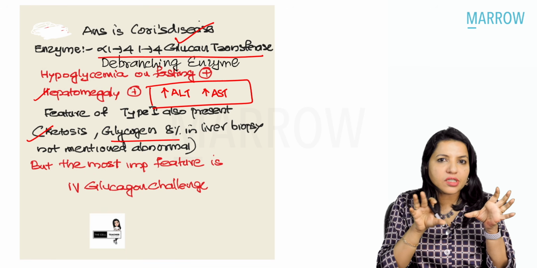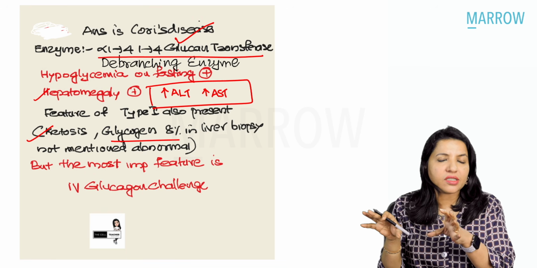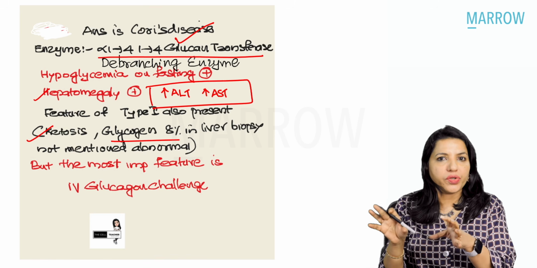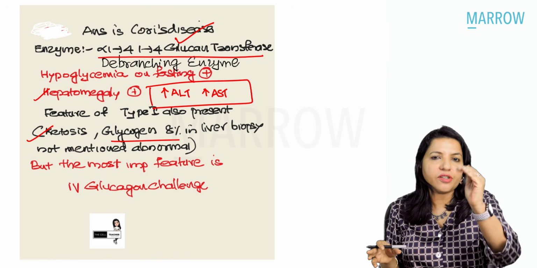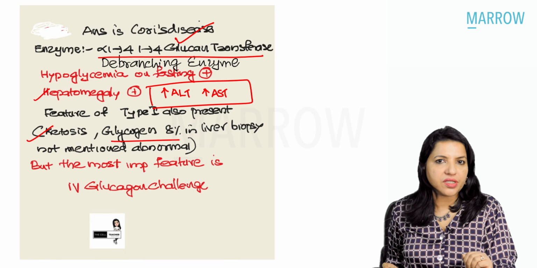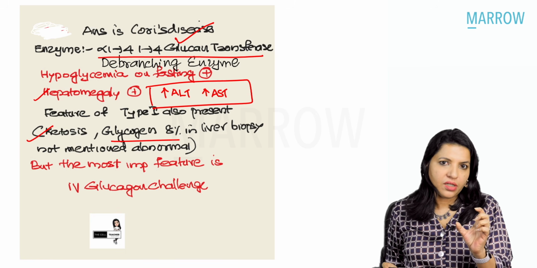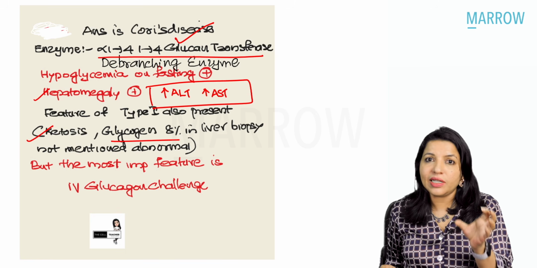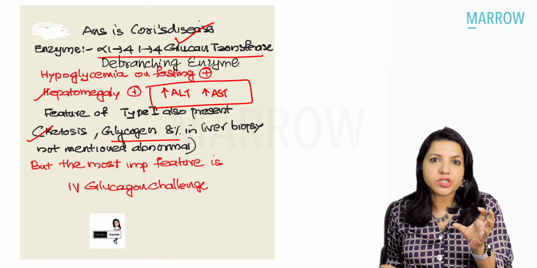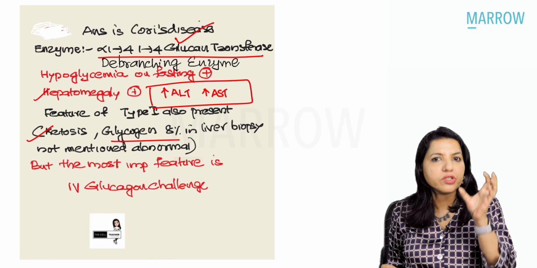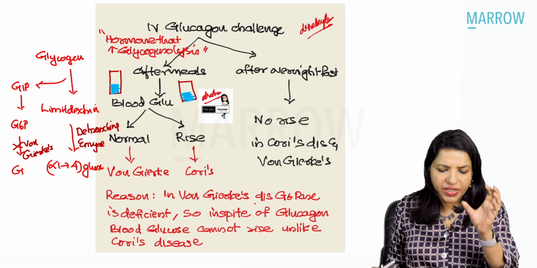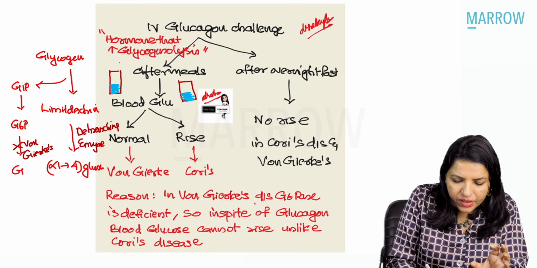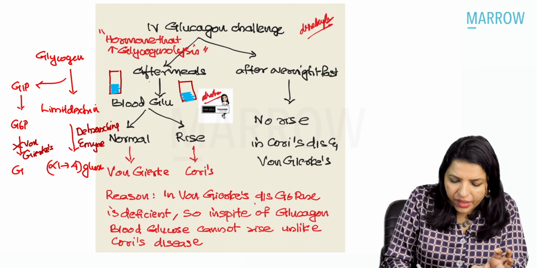So there are features which are distracting us from the diagnosis of Cori's disease here. Some features are there. At the same time, certain features are favoring Cori's disease. So in such a condition, what we do is a challenge or a test which is called the IV glucagon challenge. We can do it by giving a dose of glucagon two times.